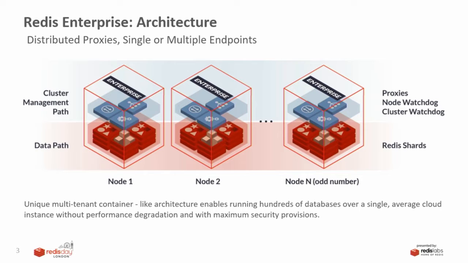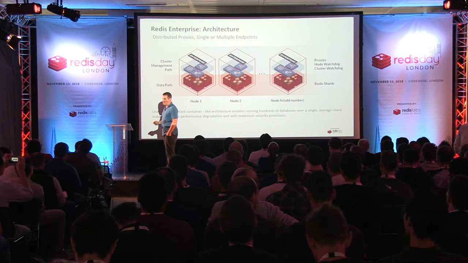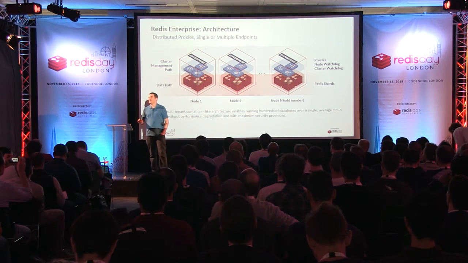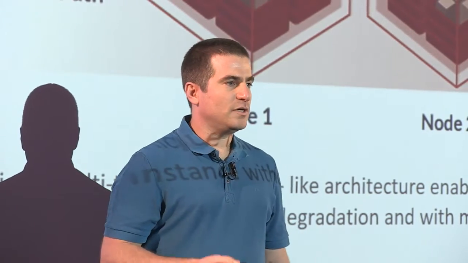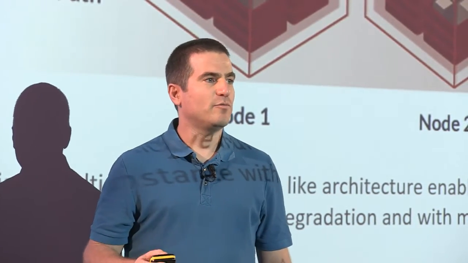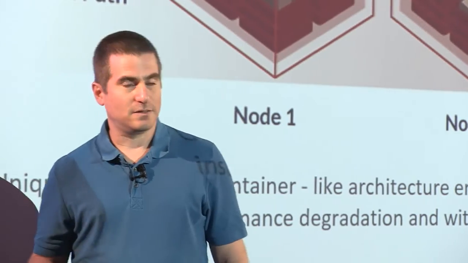Each node is comprised of two layers. There's the control plane, which holds the various cluster management processes, zero latency proxy, and the web UI, CLI, and API frontends. And there's the data plane, which holds the various OSS-compatible Redis shards. Essentially, the Redis Enterprise cluster is a very fine-tuned and optimized orchestration framework dedicated to Redis.